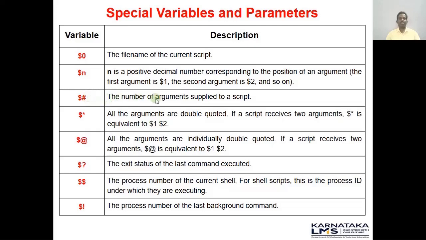$# represents the number of arguments supplied to the script. $* represents all the arguments double quoted. If a script receives 2 arguments, $* is equivalent to "$1 $2". $@ represents all the arguments individually double quoted. If a script receives 2 arguments, $@ is equivalent to "$1" "$2".